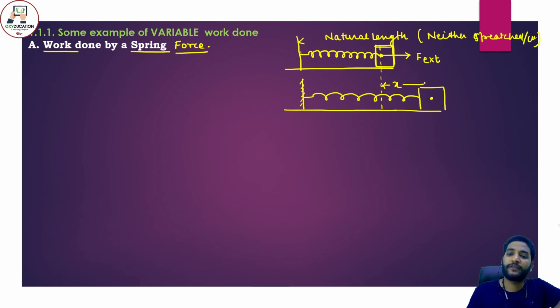Suppose from here the stretch is x. In this condition, the spring force will come into action, which will oppose the external force. So this is the external force. There will be another force, that is called spring force, that will come into action. That is minus of k into x.